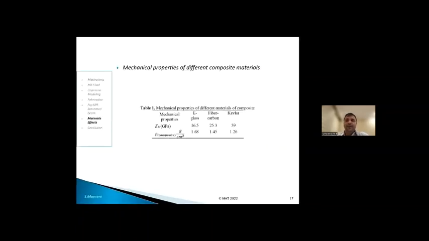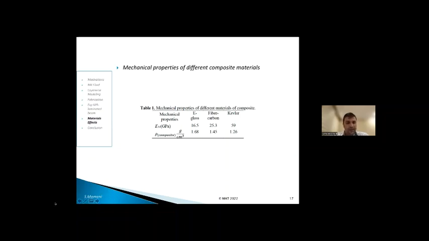The mechanical properties of different composite materials, as you can see in this table, show that the E11 and the density of the e-glass are very much lower than fiber carbon and Kevlar. And this phenomenon shows that Kevlar is much harder than other materials such as fiber carbon and e-glass. Because of that, the mechanical properties of the Kevlar are bigger than the two other materials.